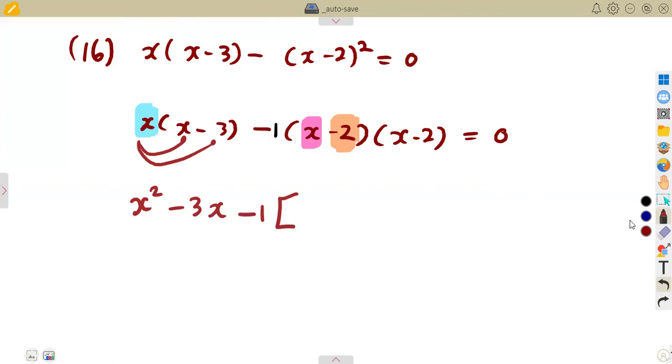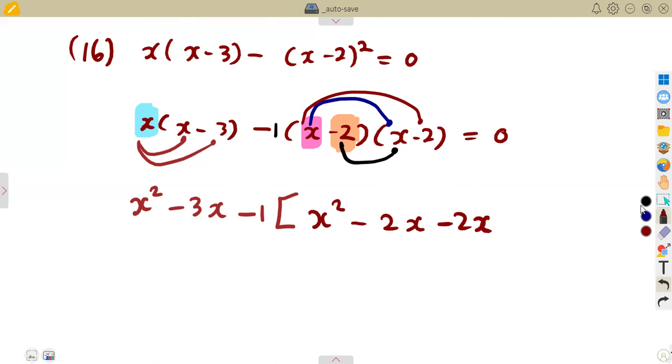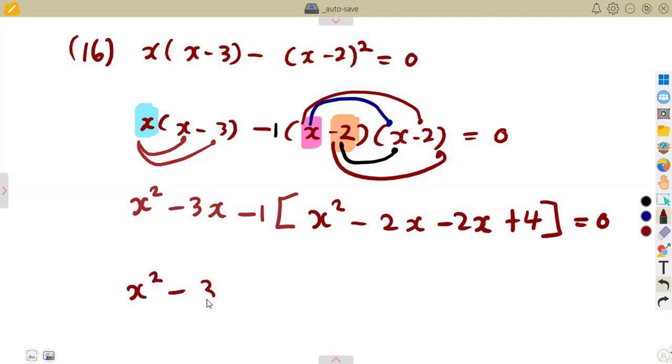Then consider these 2 brackets. Like I said, you distribute using the FOIL method. So the x is going to multiply this x: x times x is x squared. The x is also to multiply this -2, so that will be -2x. We are done with x. We move on to -2. It multiplies x: -2 times x is -2x. -2 multiplies the -2, so negative times negative is a positive. It will be +4, which is equal to 0. On this part, there's nothing I'm going to do. I'm just going to have my x squared minus 3x.